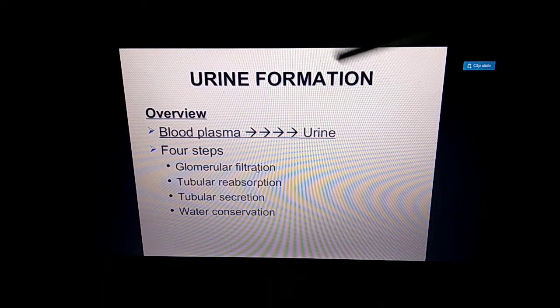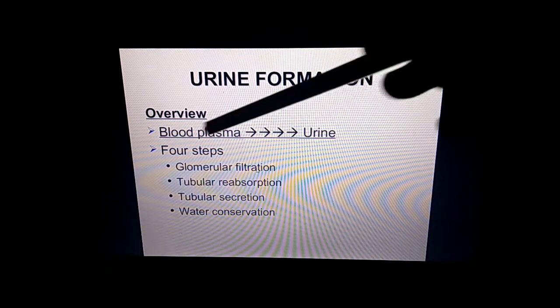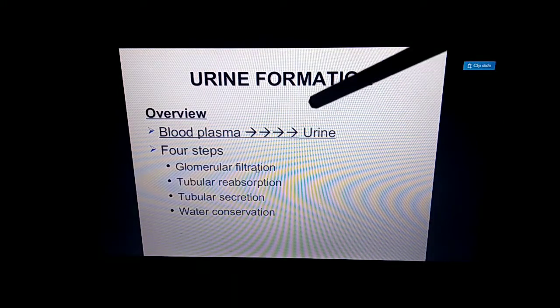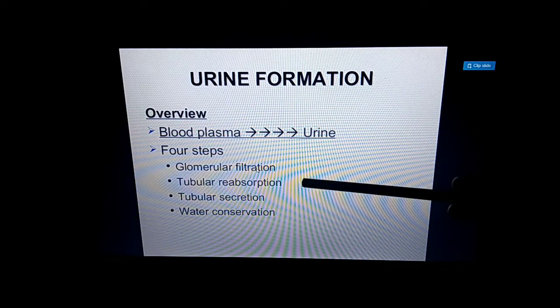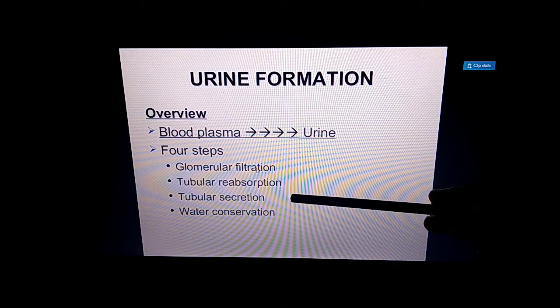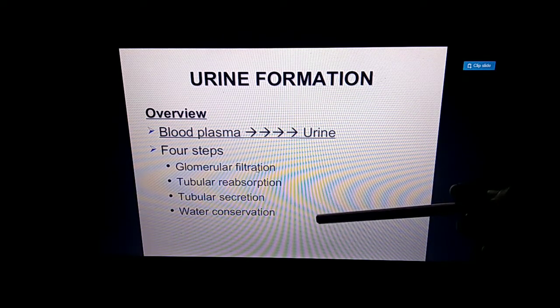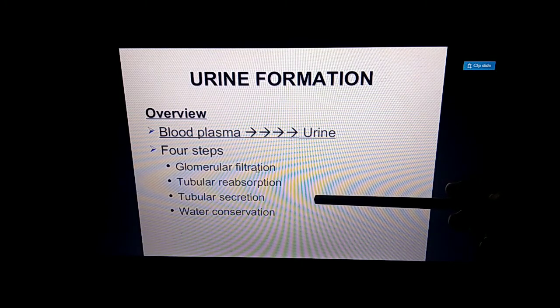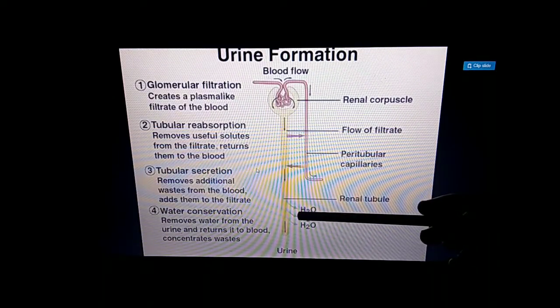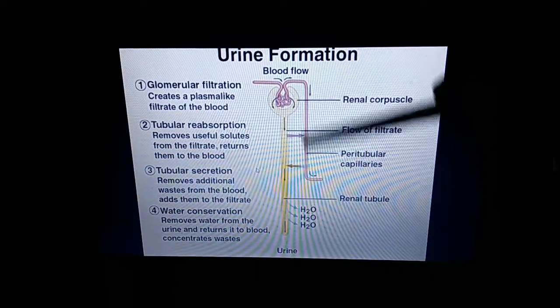So next is how urine forms. The overview: blood plasma, that is filtered blood, comes into the glomerular filtration. Then tubular reabsorption takes place at the level of the PCT and DCT, that is, the proximal convoluted tubule and distal convoluted tubule. Then tubular secretion through these tubules, that is PCT, DCT and loop of Henle. Proper secretion is there, that is ammonia, water, sodium bicarbonate, etc. Then water conservation is there.